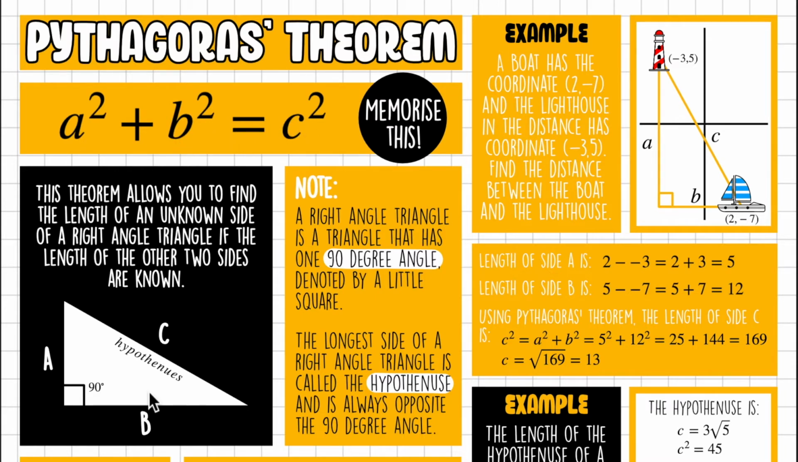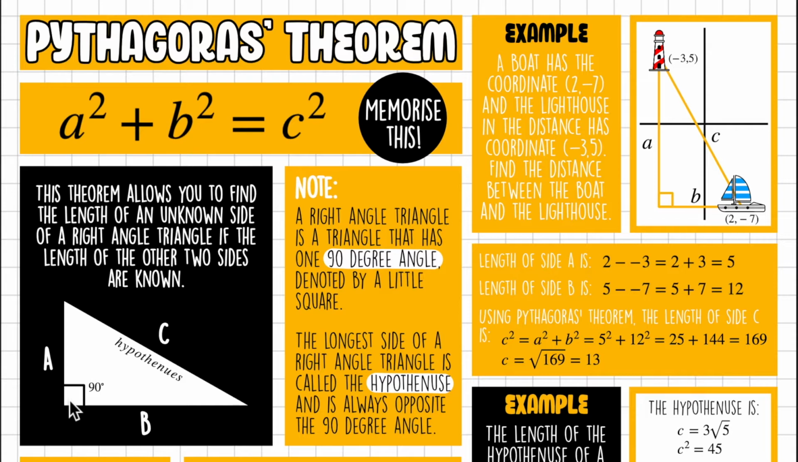Let's look into this theorem some more. Firstly, what's a right angle triangle? This is a triangle that has one angle that is 90 degrees. This here is a right angle. This is a 90-degree angle. It's like a little corner. You'll often see a small square in the corner, and this tells you that this angle here is 90 degrees.